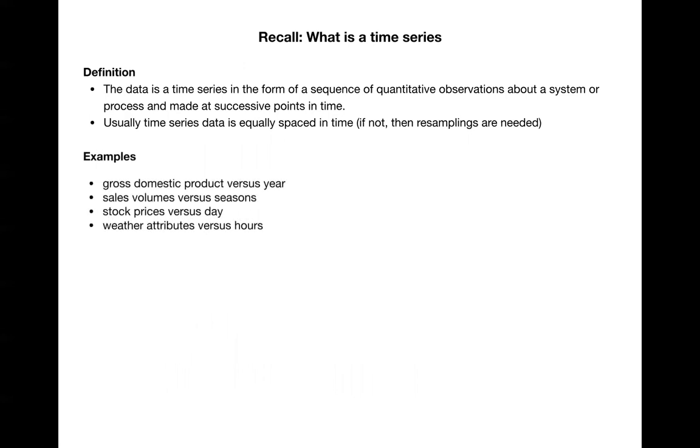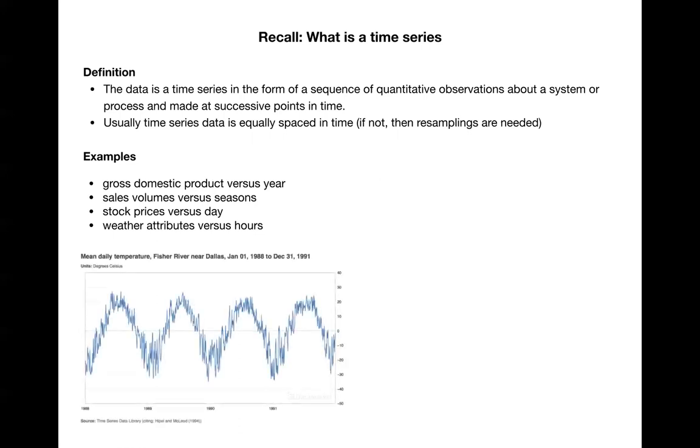Examples of time series, we've seen quite a few, including GDP versus year, sales volumes versus seasons, stock price versus day, and weather versus hours, right? It can be any time scale. For example, this is the daily mean temperature measured at Dallas from 1988 to 1991. And you can see that the temperature varies on different time scales.